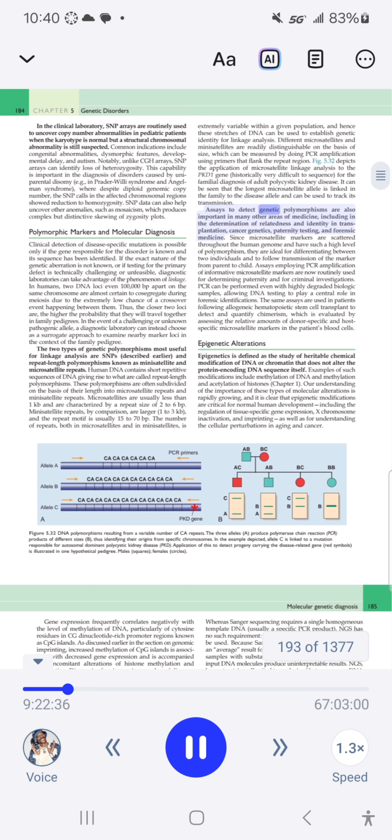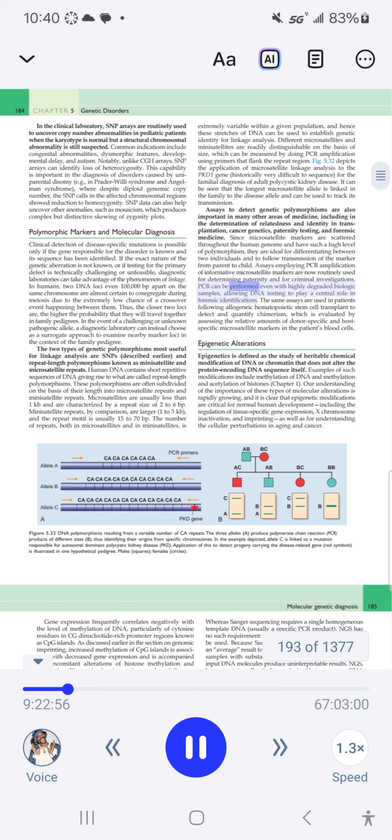Assays to detect genetic polymorphisms are also important in many other areas of medicine, including in the determination of relatedness and identity in transplantation, cancer genetics, paternity testing, and forensic medicine. Since microsatellite markers are scattered throughout the human genome and have such a high level of polymorphism, they are ideal for differentiating between two individuals and to follow transmission of the marker from parent to child. Assays employing PCR amplification of informative microsatellite markers are now routinely used for determining paternity and for criminal investigations.